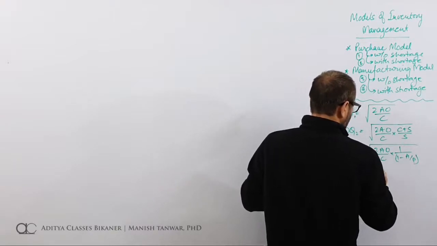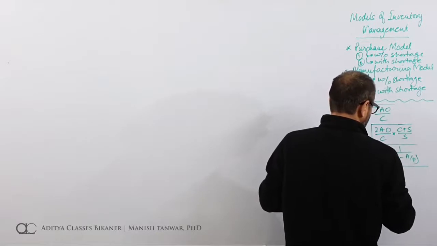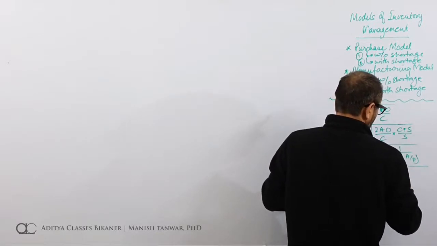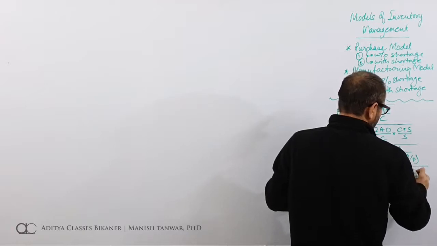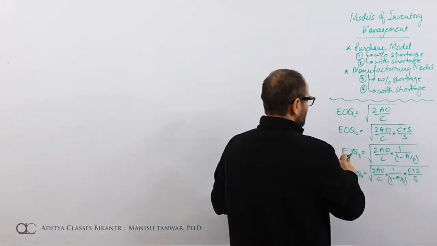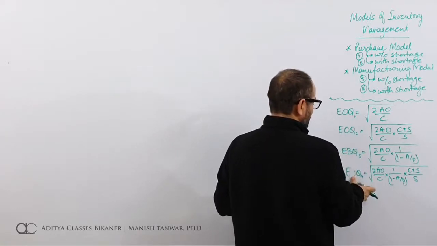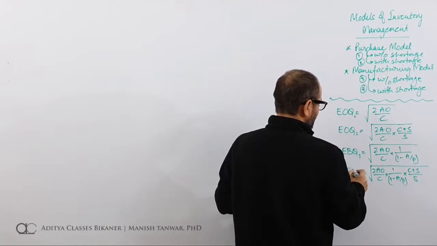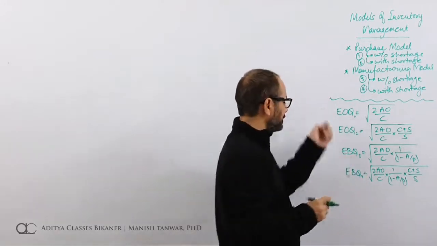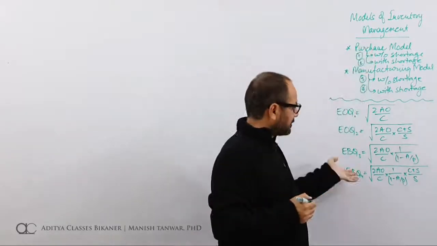EOQ for the fourth is under the root 2AO upon C, 1 upon 1 minus A upon P, and then there is C plus S upon S. So these are the EOQ or EBQ. And yes, it makes more sense if we call it EBQ instead of calling it EOQ, because these are manufacturing models. In manufacturing models, we do not have EOQ, rather we have EBQ. So these are the formulae.